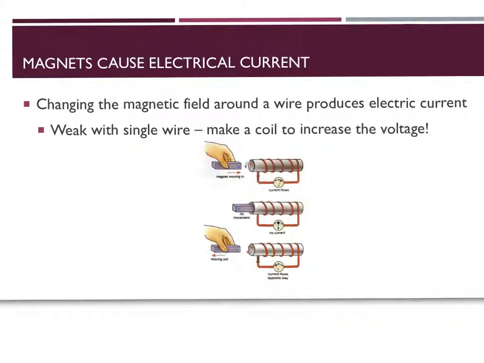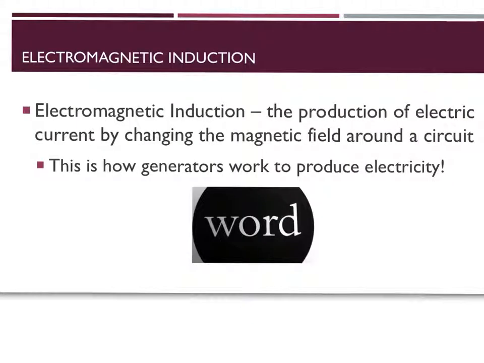This is kind of a weak thing with a single wire, but if we coil up that wire, just like with an electromagnet, we can increase the effect of the moving magnet. Using a magnet and a coil of wire to make electricity is called electromagnetic induction. And this is basically how generators work.